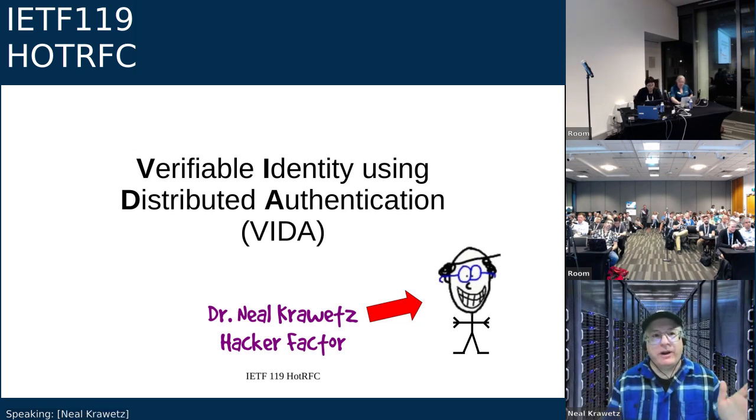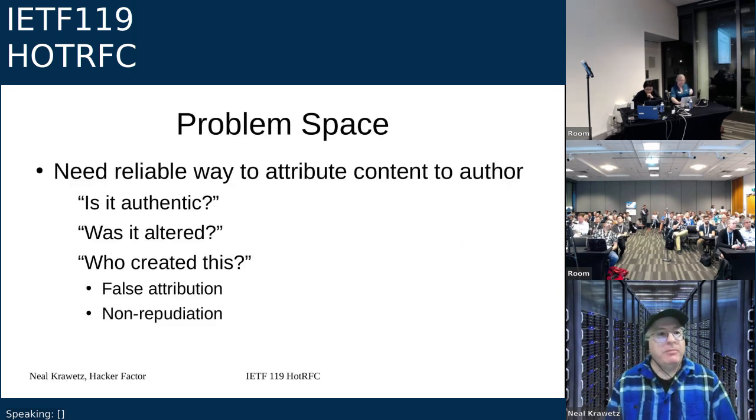Hi, I'm Neil Krawitz, and this is Vita, Verified Identity Using Distributed Authentication. Basically, we need a way to reliably attribute content to an author. This would allow us to answer questions like, is it authentic? Was it altered? And who created this? It should also address issues like false attribution and non-repudiation.